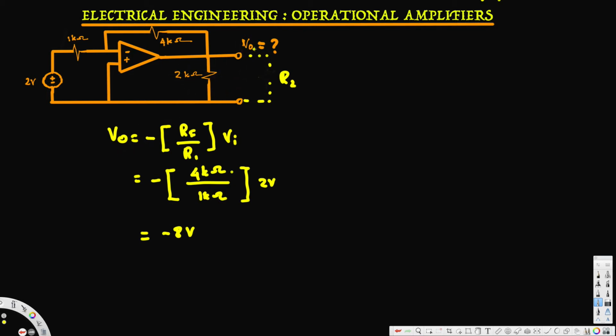In order to calculate voltage output, all we need is this feedback resistance, input resistance, and input voltage, that's it. And when we have inverting op amplifier, when the input voltage is connected to the negative terminal, this is the generic equation you can always use. And that's how we do this kind of problems.